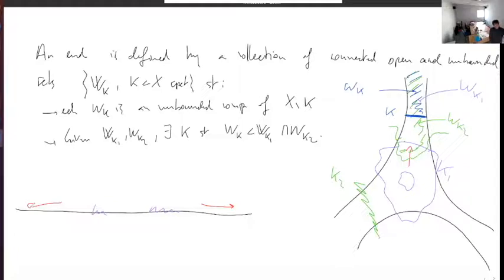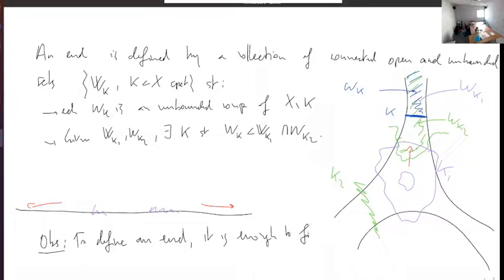This definition is a little complicated, I agree. But what is interesting is that it contains a lot of information. Usually, and this is an observation, to define an end it is enough to fix an exhaustion of your space by compact sets.